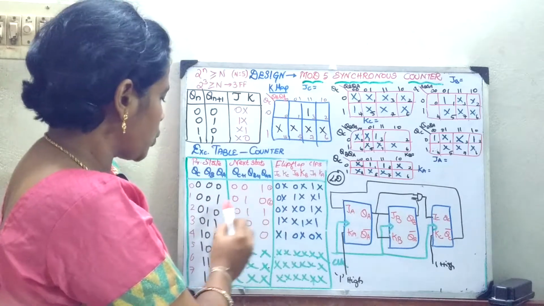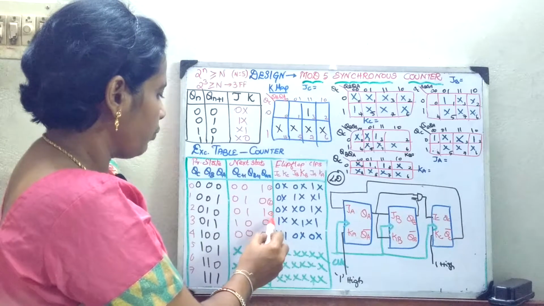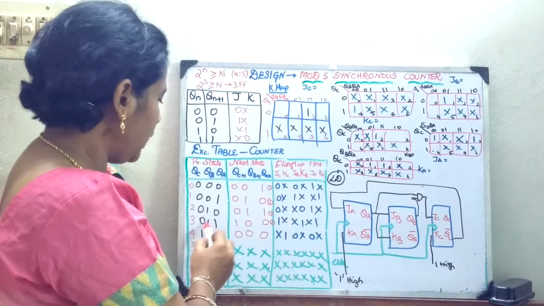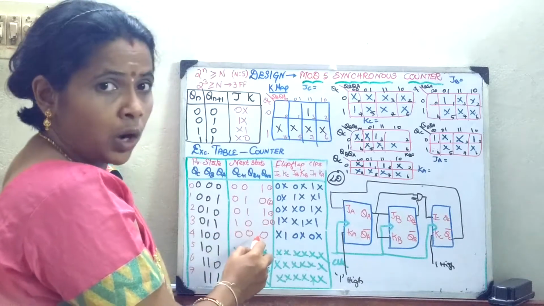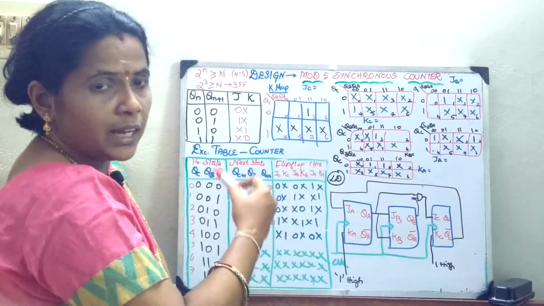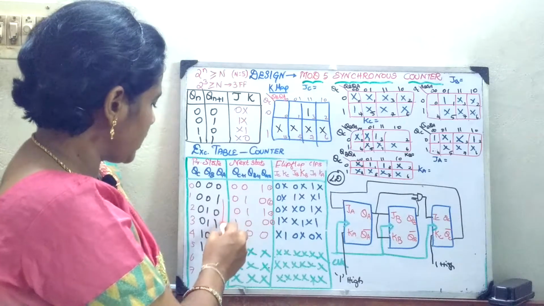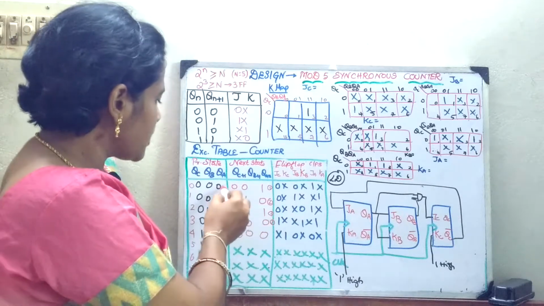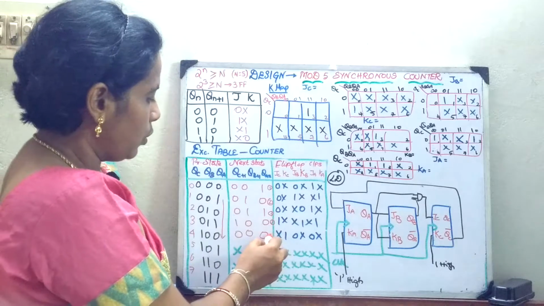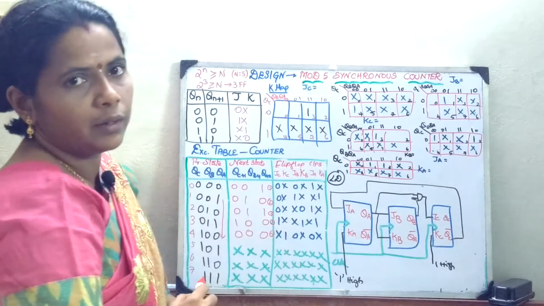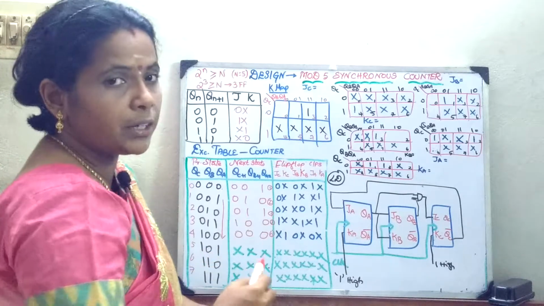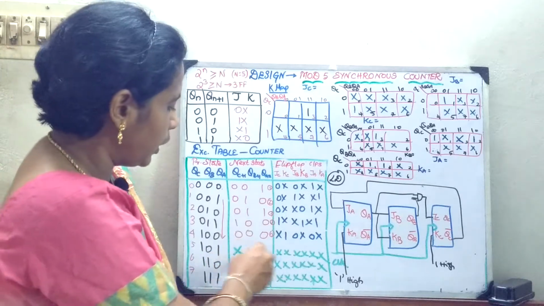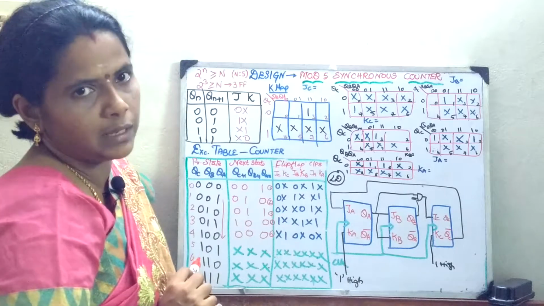For 1, the next state is 2. For 2, the next state is 3. For 3, the next state is 4. For 4, the next state is not 5. After 4, it has to reset to 0. So, you will write the states from here. The next state will be 0. That is only written here. After that, 5, 6, 7 are not going to exist in the circuit. So, I am putting don't care in all those places.